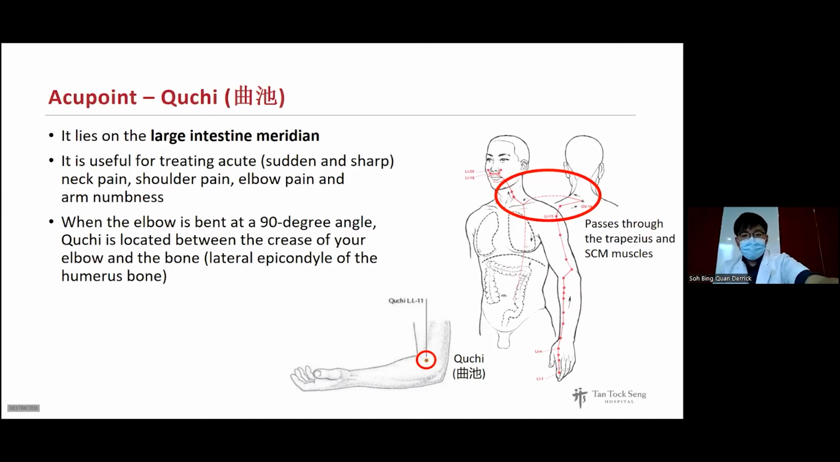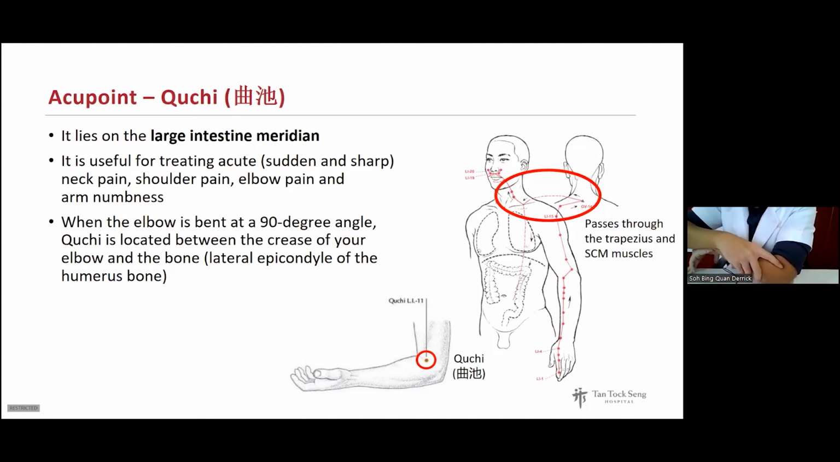Okay, so how to find 曲池穴? Let me put this down. You just keep your elbow bent 90 degrees. You can see the crease of your elbow. So the crease ends here, right? Between the end of this crease and the bone here, there's a bone. 曲池穴 is located in the middle of this line, the line between the end of the crease and the bone.